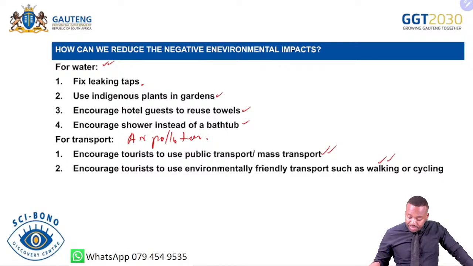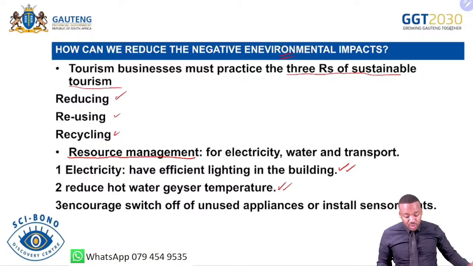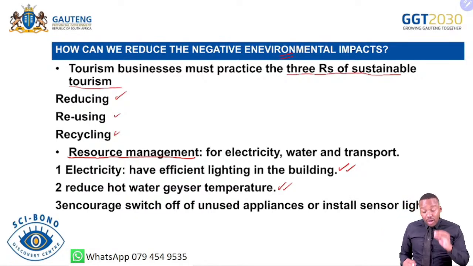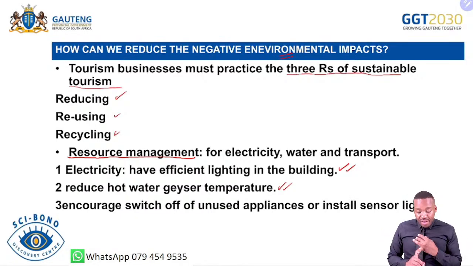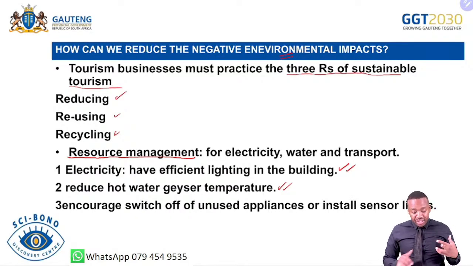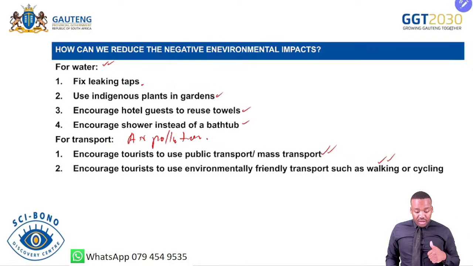Negative impacts. Right? What can we do first? The first one is about electricity: have efficient lighting in the building, reduce hot water geyser temperature, encourage your guests to switch off appliances or install sensor lights. Second one, in terms of water: fix leaking taps, use indigenous plants in your gardens, encourage your guests to reuse their towels, encourage your guests to shower instead of using a bathtub.